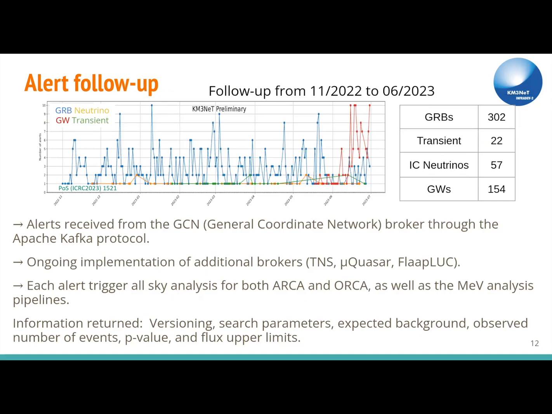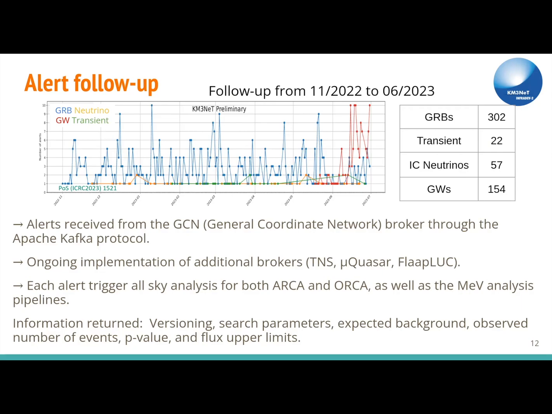So now the follow-up. It has been working in production mode since November 2022. From November 2022 to June, we have received more than 300 GRBs, 22 transient alerts, 57 IceCube alerts, and 154 gravitational wave alerts. But this is only from the start of O3, so only in 2 months.